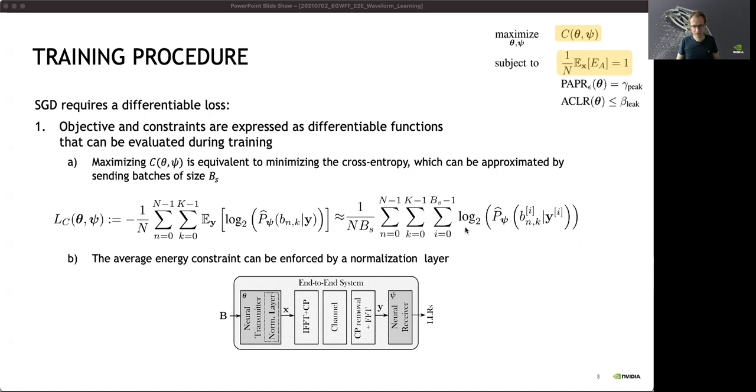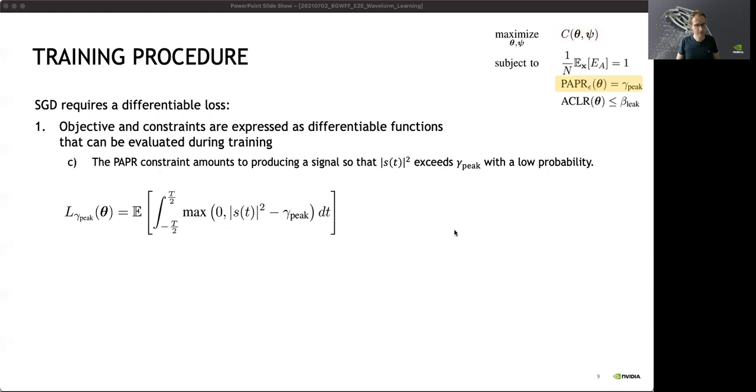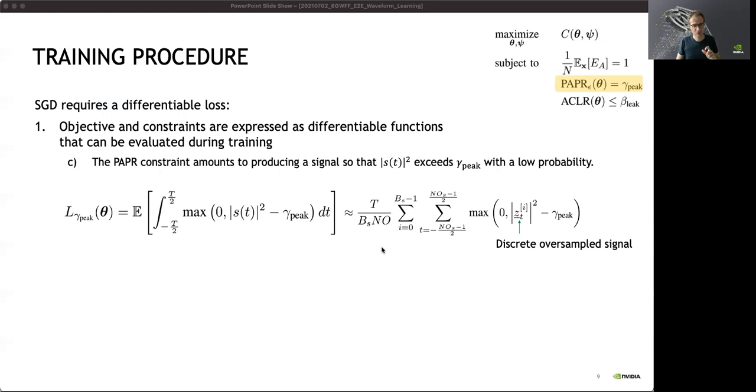Now, concerning the second constraint, the PAPR, here we want to penalize all time instances in which the squared signal amplitude is above the threshold gamma peak. But since we cannot compute the integral over t, because we also do not know exactly the waveform s of t, we approximate it by a Riemann sum on the oversampled signal. So z_ti is the discrete oversampled version of s of t, which can be done by a simple IFFT/FFT operation, where you insert zeros in the spectrum, which is fully differentiable.